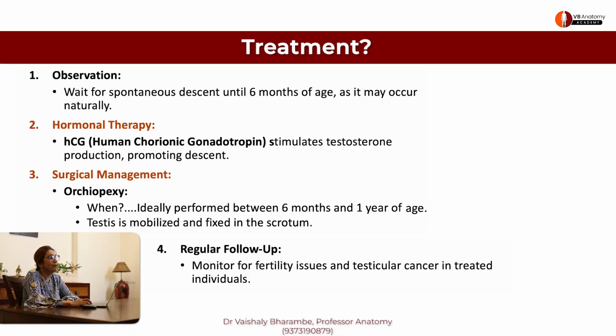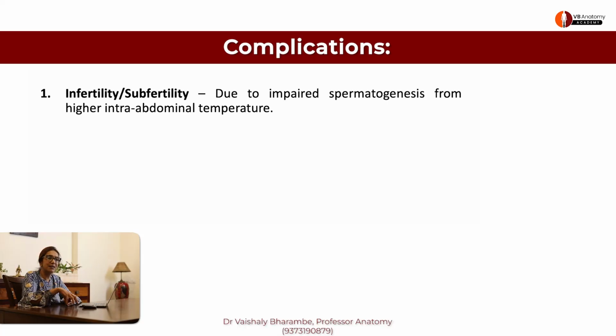Remember, testes has a vas deferens attached to it. If the vas deferens is short, how are you going to move it into the scrotum? These are difficult surgeries, but they must be done because otherwise there are complications. And of course, you have to keep regular follow-up to make sure that this child does not go into infertility in his adult life or does not develop testicular cancer. With this, we come to why the follow-up. Because this condition results in complications.